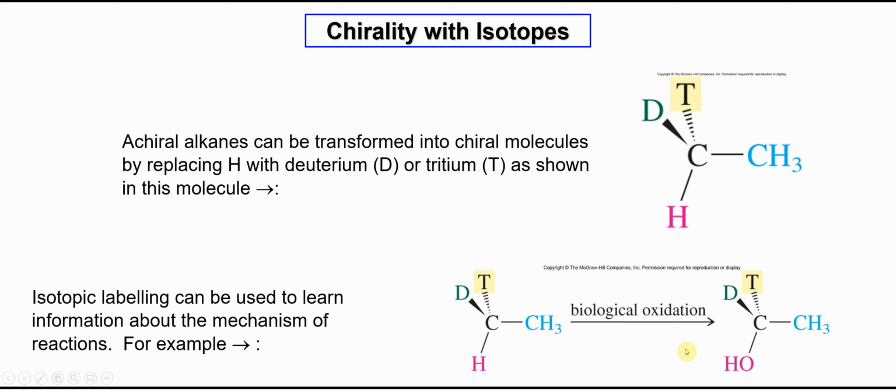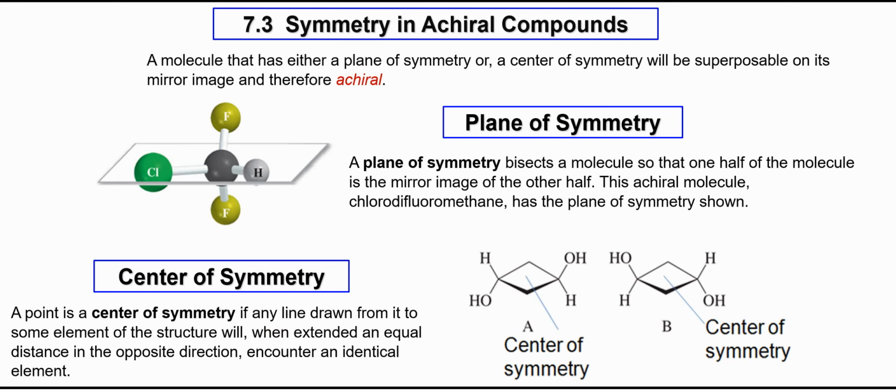This kind of isotopic isomers are particularly useful in isotopic labeling, which can help you understand the mechanism of your different reactions.